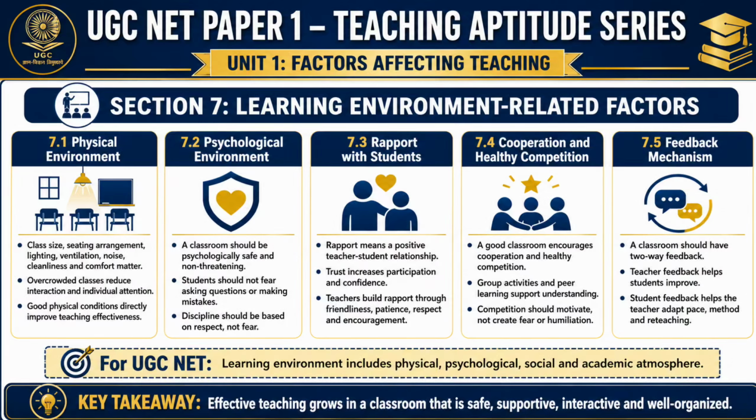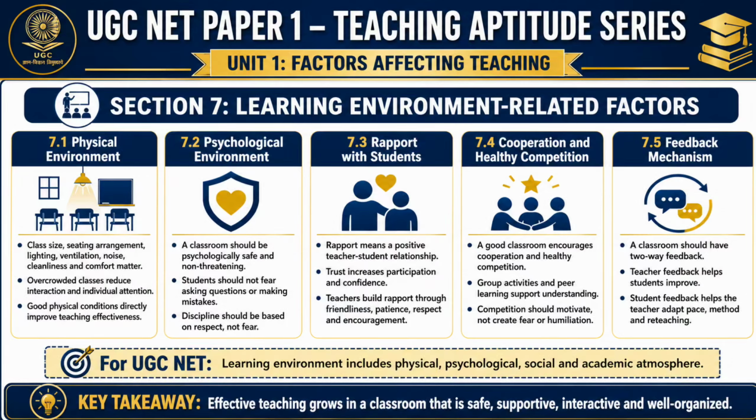7.4 Cooperation and healthy competition. A good learning environment includes cooperation and healthy competition. The material suggests encouraging cooperation and healthy competition through group activities and pairing bright students with average or weaker students. Competition becomes unhealthy when it creates jealousy, fear, or humiliation. It becomes healthy when it motivates improvement. Cooperation helps peer learning. Students often understand from peers in simple language.